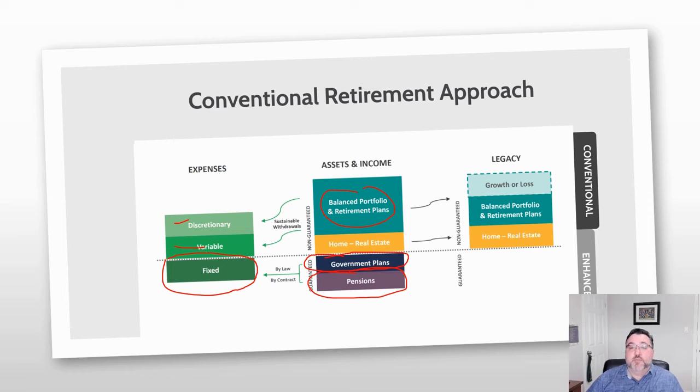And from a legacy perspective, once you pass away, there's nothing from the government plans or from the pension plans that would be left over to the next generation. Your home and your balanced portfolio would be transitioned to your next generation, and they would either deal with growth or loss in the real estate and/or the balanced portfolio.